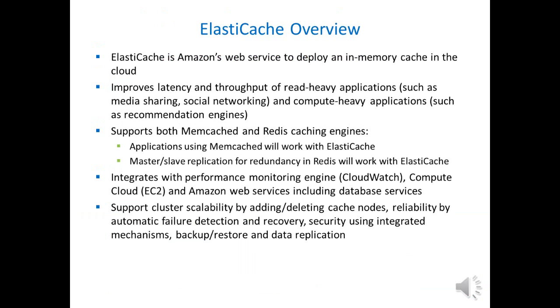So, basically, Elastic Cache is a web service that helps us to deploy in-memory cache in the cloud. It helps the application to improve the latency and throughput of read-heavy applications such as media sharing and social networking. The main customers of it are YouTube, WordPress.com.